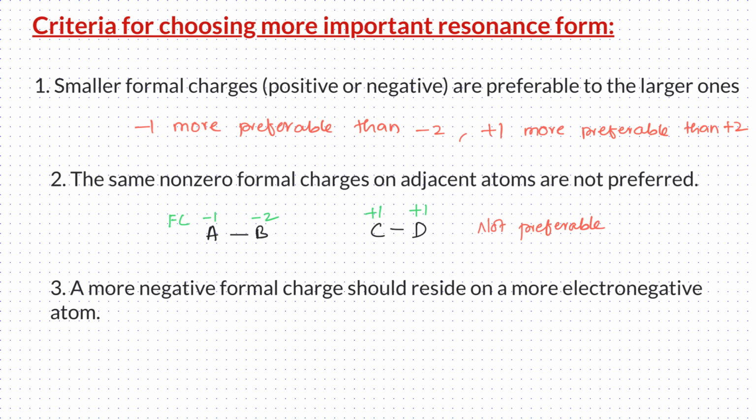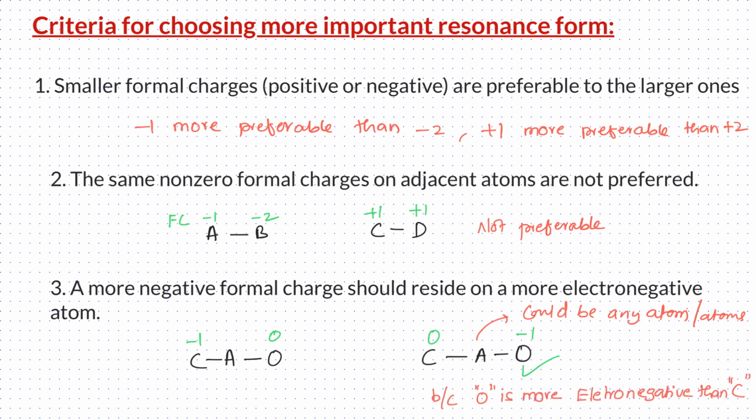Whenever you draw formal charges, you often end up getting negative formal charges on several different atoms. So let's just say in one structure you have a negative charge on carbon, and in another structure you have a negative charge on oxygen. The -1 charge on oxygen is more preferable because oxygen is more electronegative than carbon.